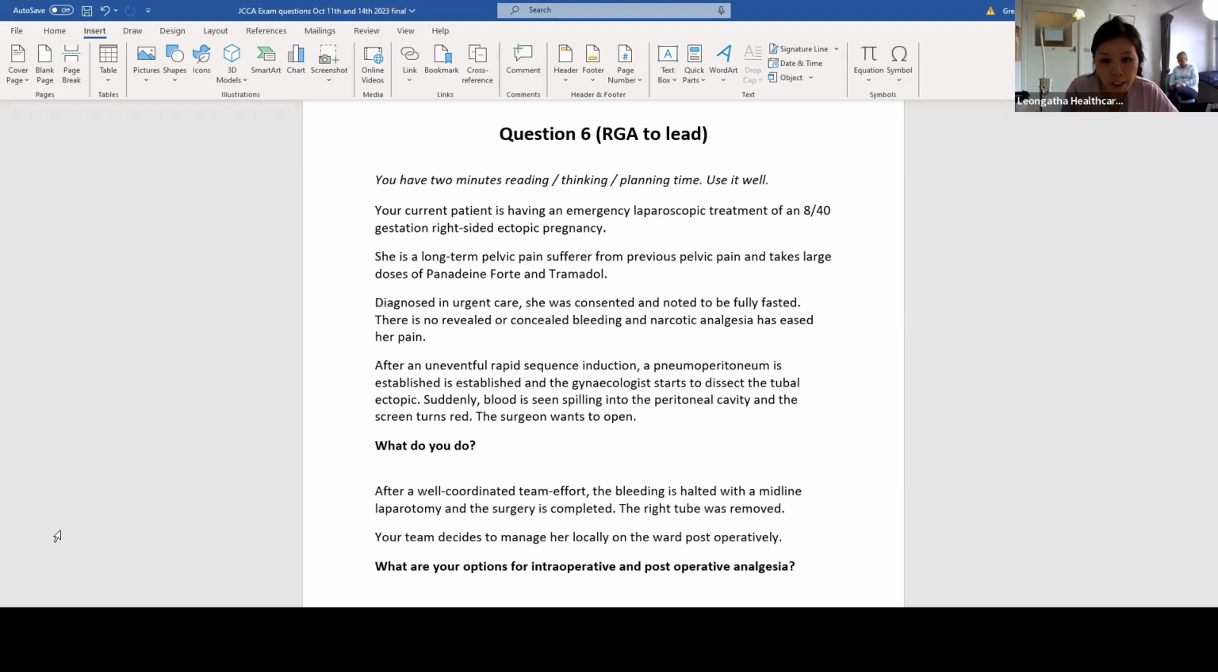Yes, so we've got an issue of bleeding to deal with, and now we're going to convert to an open procedure. So I would be declaring this an emergency and calling for help, getting my visual aids to help decrease my cognitive load. Using an ABC approach, I would review the patient as I'm communicating with the gynecologist about our plan. I would generally do an RSI tube for this. I would have done an RSI tube for this patient.